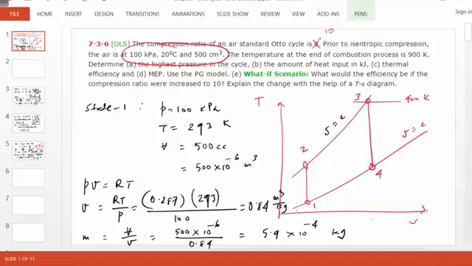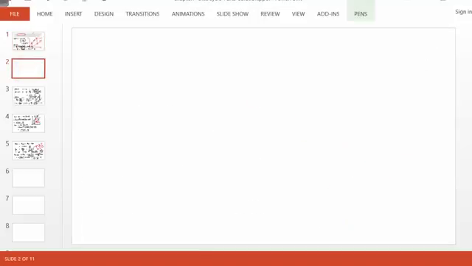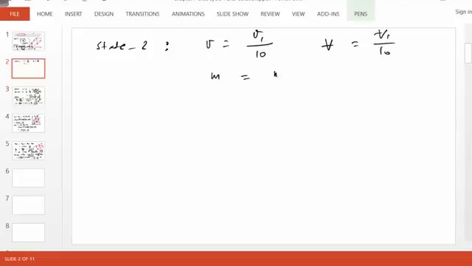Now that we know state 1 completely, we can find state 2 because it's isentropic, and we also know the compression ratio. So if we go to state 2, let's first list what we know. We can write volume 1 divided by 10, because the mass is the same as m1.